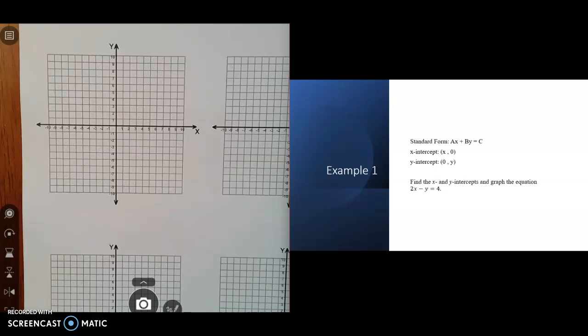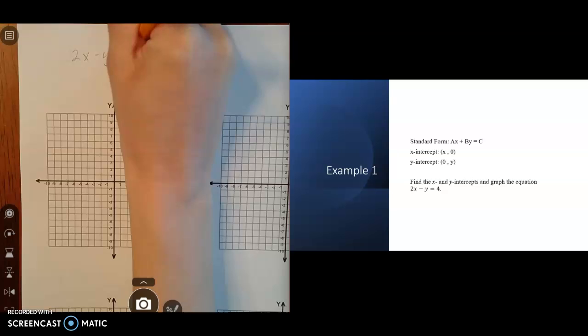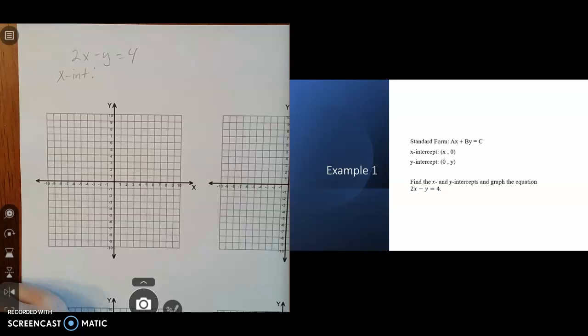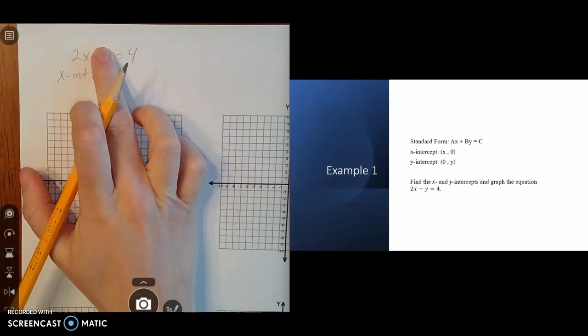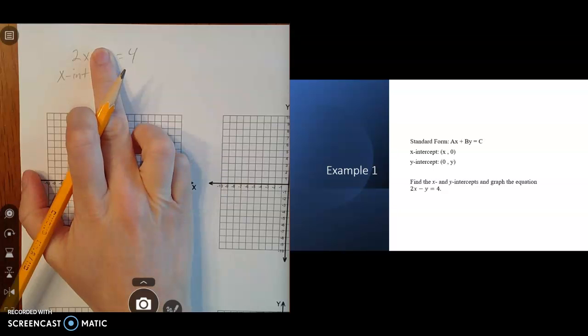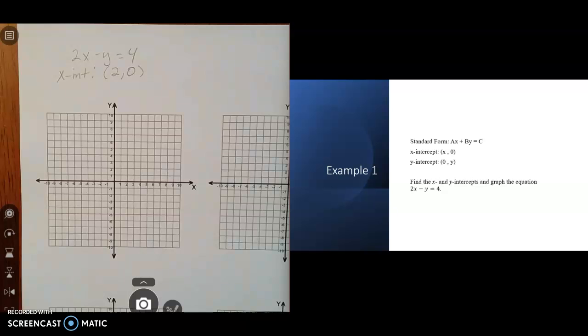So what we're going to do is find the x and y intercepts, and then we're going to graph the equation 2x minus y equals 4. If I want to find that x-intercept, the x-intercept happens when y is 0. So one little trick that you can do is just cover up the y because it's a 0 anyway. And so then you just have the equation 2x equals 4. So then if I solve for x from there, I divide both sides by 2 and get x equals 2. So my x-intercept, the x-coordinate would be 2, and the y-coordinate is always 0 in the x-intercept.